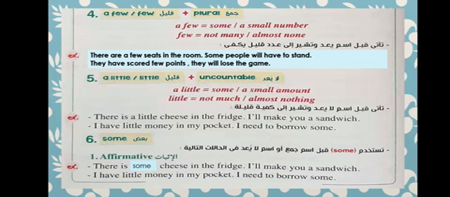There is a little cheese in the fridge. There's a little cheese, but it means I'll make you a sandwich. It is enough to make a sandwich. I have little money in my pocket. Little money. It means that the money is not enough. I need to borrow some.